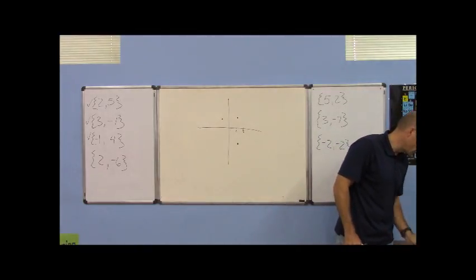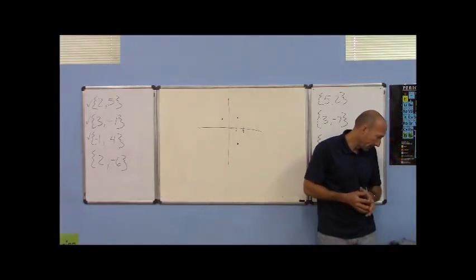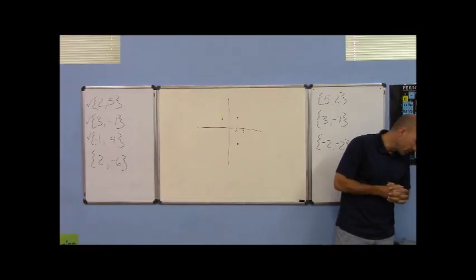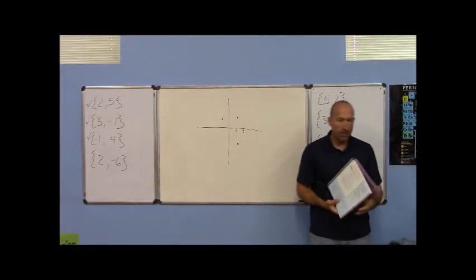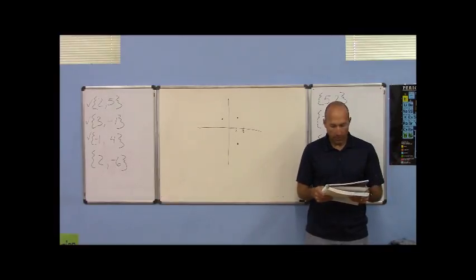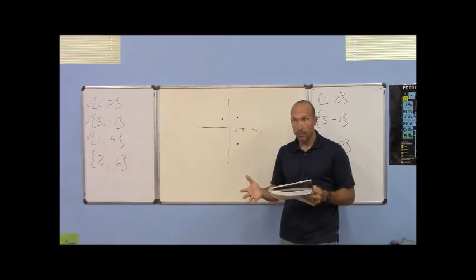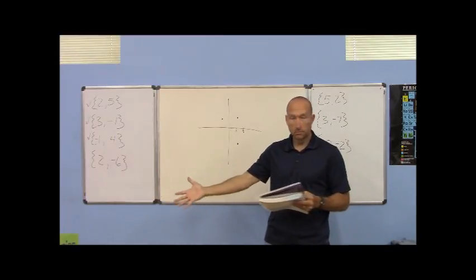All right, so let's go to 3.2. If we read our definition down at the bottom of page 92, a function is a relation in which every domain element, which is the first coordinate, or the guy, is paired with one and only one range element, or the second coordinate, or the girl. Okay?